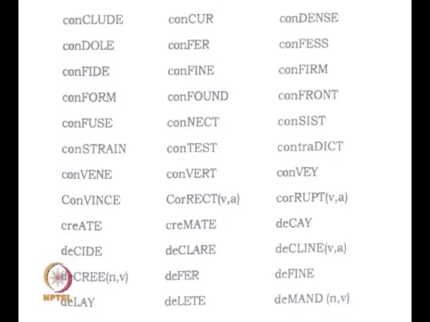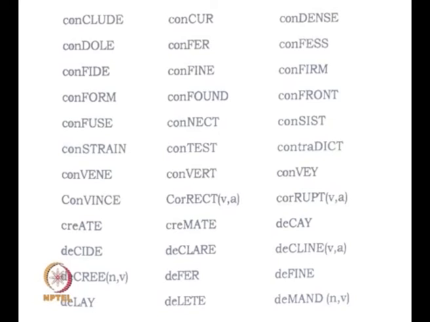Confess. Confide. Confine. Confirm. Go slow. Take your time. Confirm. Confront. Confuse. Connect. Consist. Constrain. Contest. Contradict. Convene. Convert. Convey. Convince. Correct. Corrupt. Create. Cremate. Okay, next.